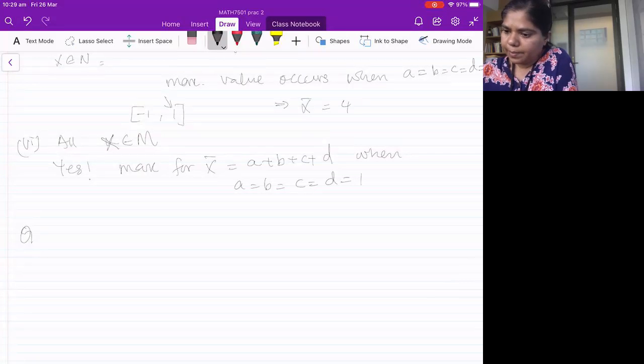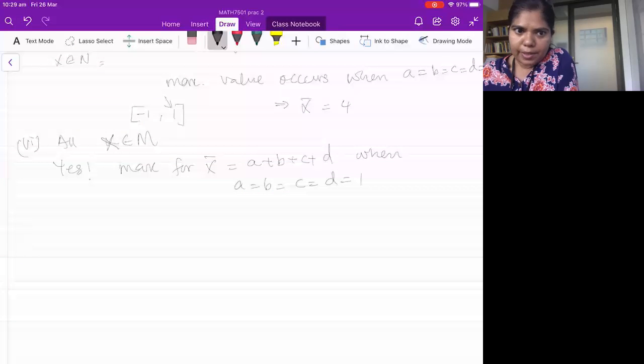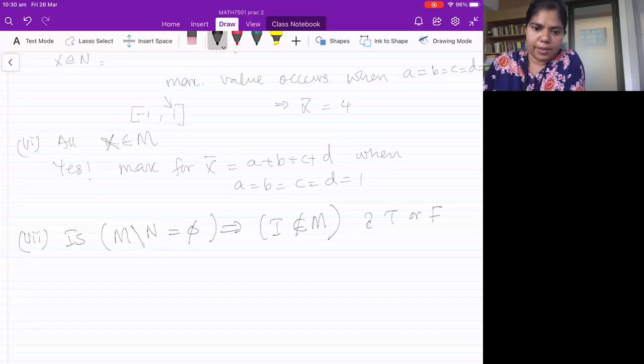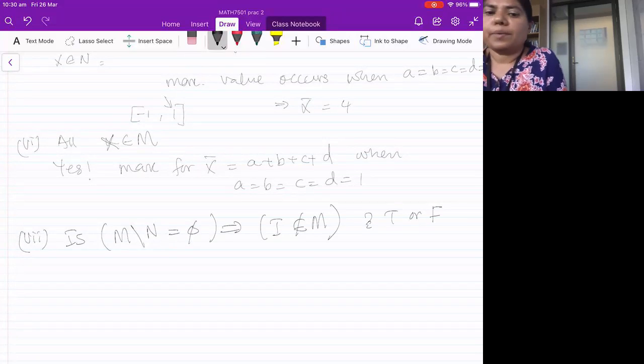The next part of the question: is it true or false? The complement of N in N is empty, which implies I is not an element of N. True or false? What do you think?